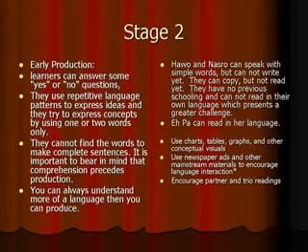The second stage of language acquisition is early production, where learners can answer some questions using yes or no. They use repetitive language, but really can't find the words to express themselves in complete sentences yet, and they certainly can understand more language than they can produce.